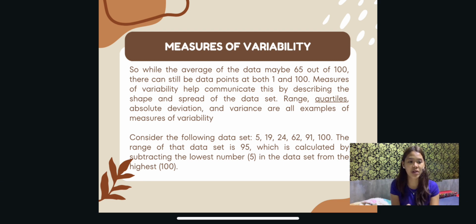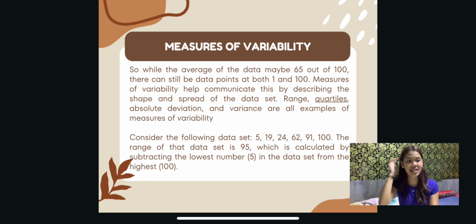So for example, consider the following data set: 5, 19, 24, 62, 91, and 100. The range of the data set is 95, which is calculated by subtracting the lowest number, 5, in the data set from the highest number, 100.